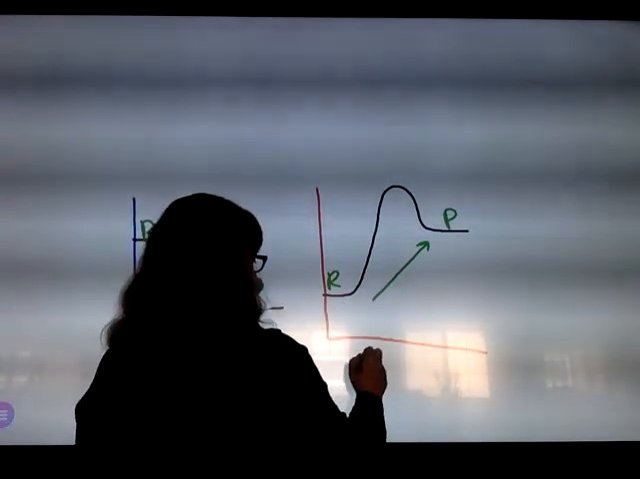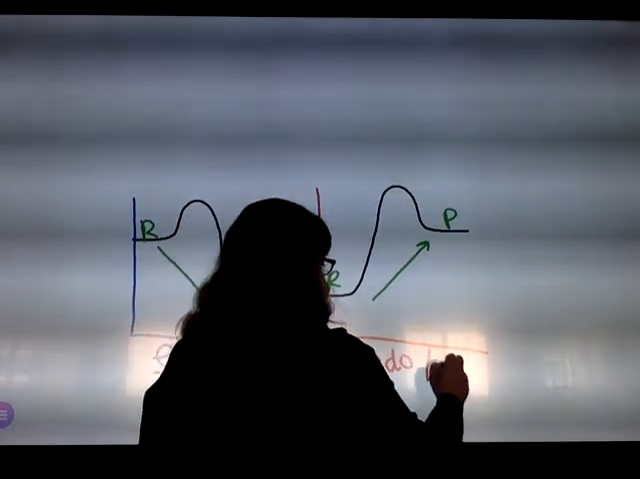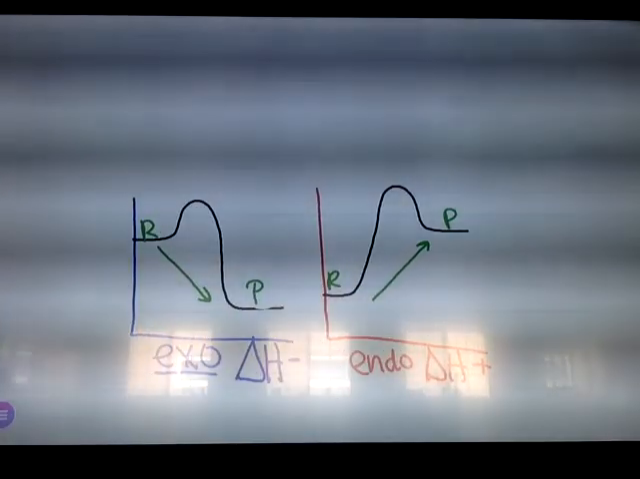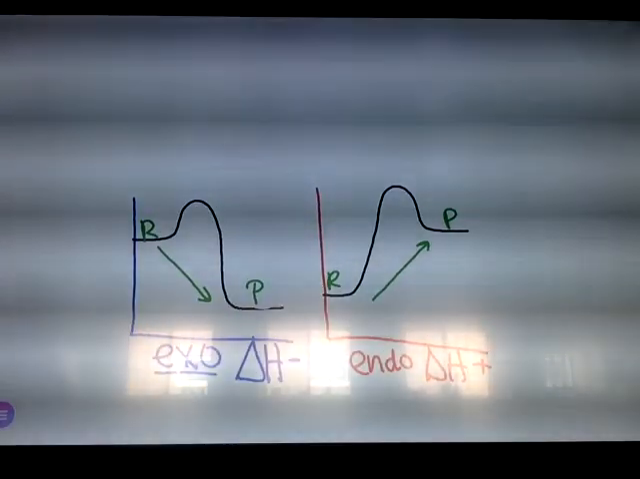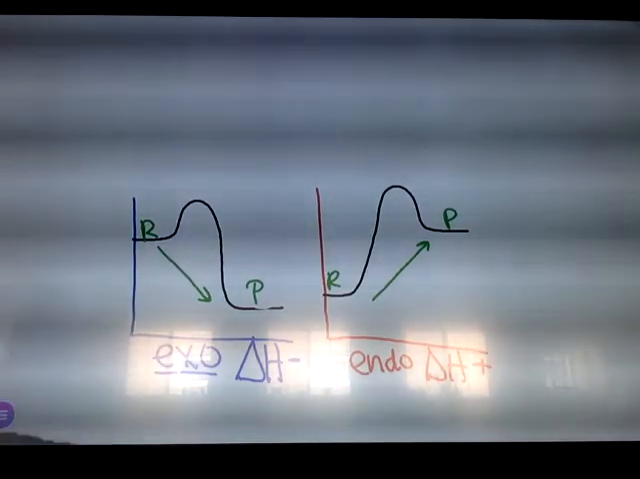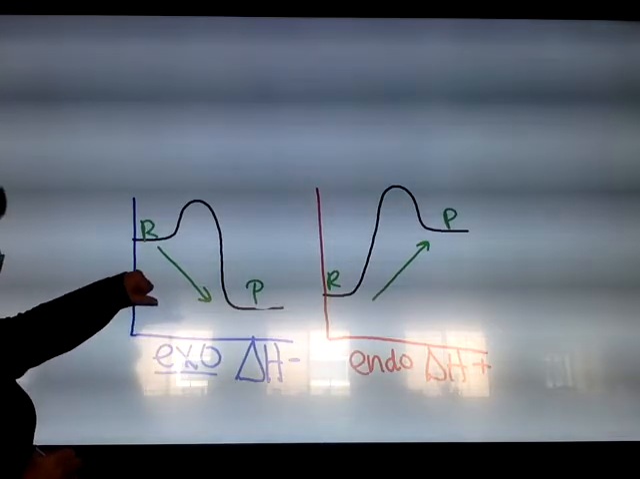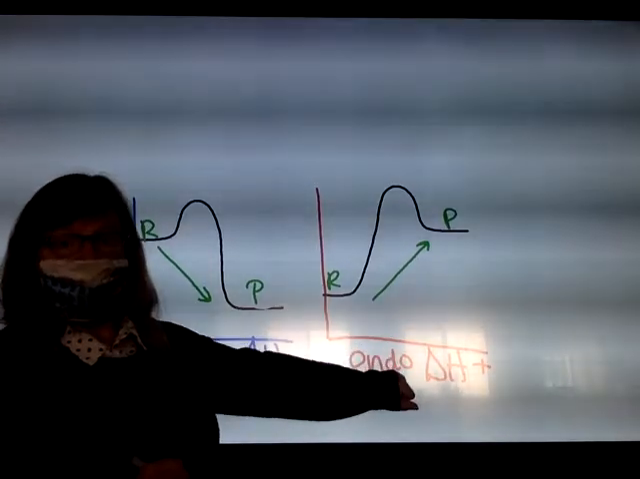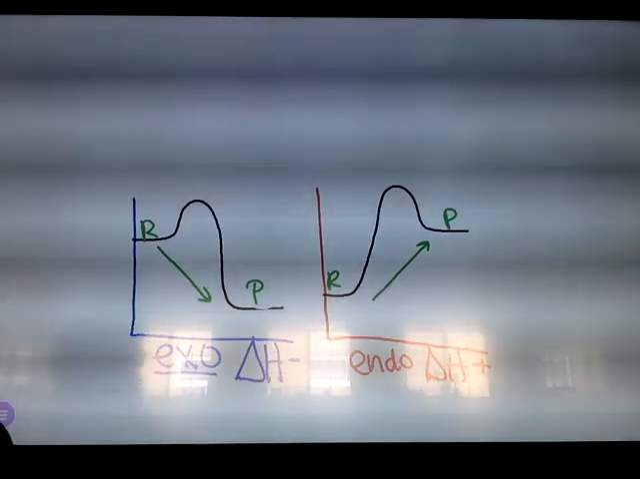Overall, this one is going up. This is going to be endothermic, and that will make your delta H overall positive. So right at a glance, this could be burning wood. This could be a chemical ice pack. Okay?